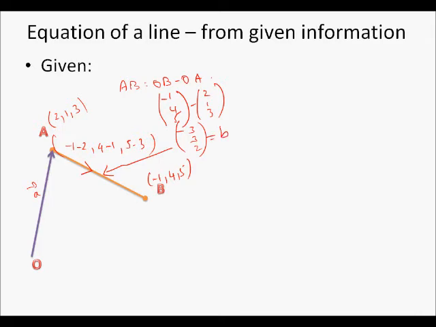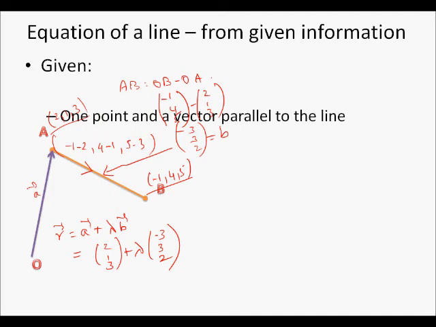As we did in our previous case, we know that R is equal to A plus lambda B, where A is (2, 1, 3) and B is what we just found out, (-3, 3, 2). So this is the equation of the line joining these two points.